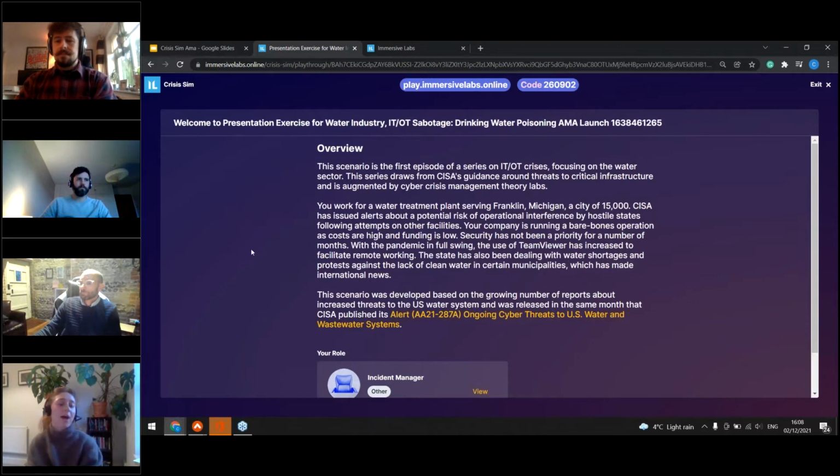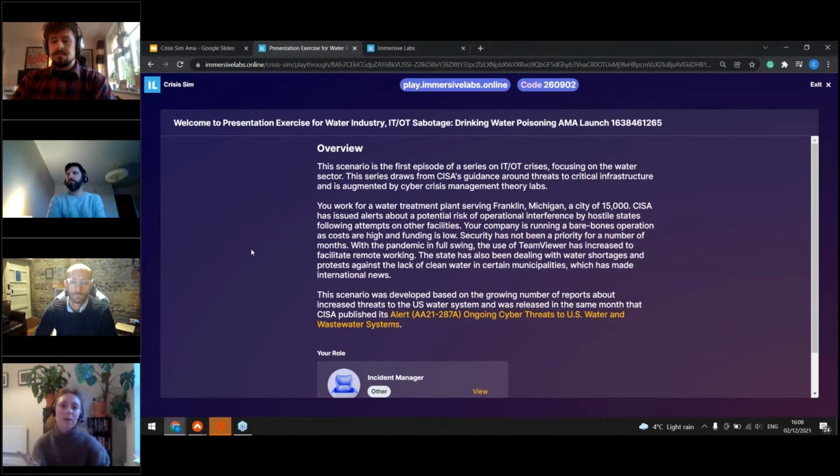So as Ben mentioned, the scenario we're walking you through today is part of a new series of content that we're releasing, which is based around IT/OT technology. So it draws on CISA's guidance around threats to critical infrastructure, and it also draws on some real life examples that we've seen throughout this year. So this particular scenario draws heavily on the hacking of a water treatment facility in Oldsmar, Florida.